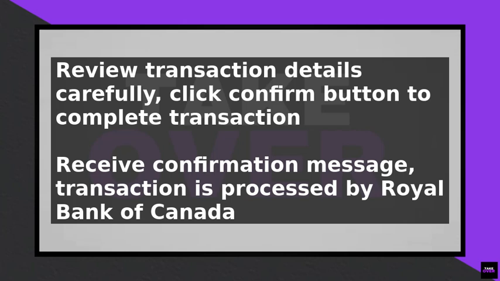In conclusion, sending money to someone using Royal Bank of Canada online banking is a quick and easy process. By following these steps and using the Royal Bank of Canada online platform, you can send money to individuals and businesses securely and efficiently. Remember to always review the transaction details carefully and take advantage of the advanced security measures to protect your account information.